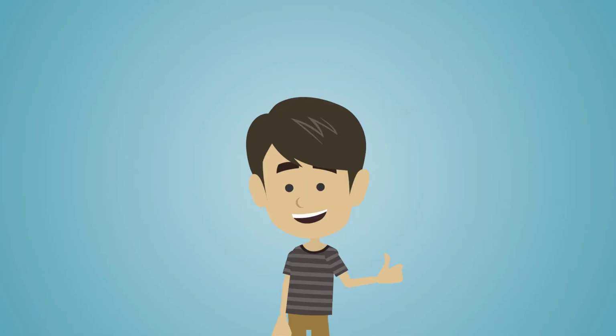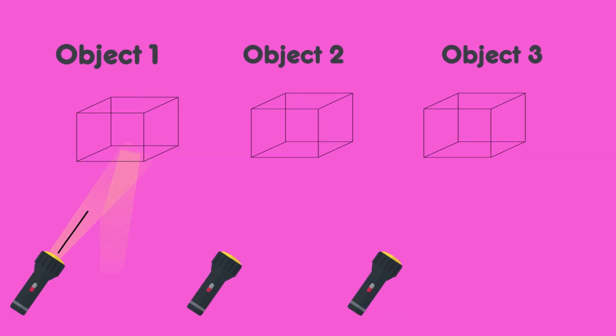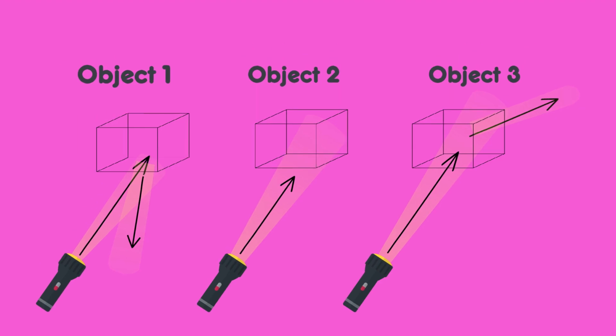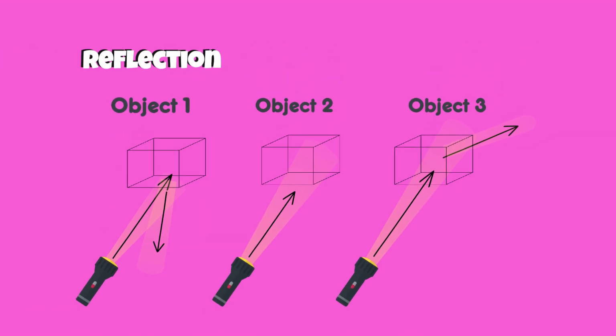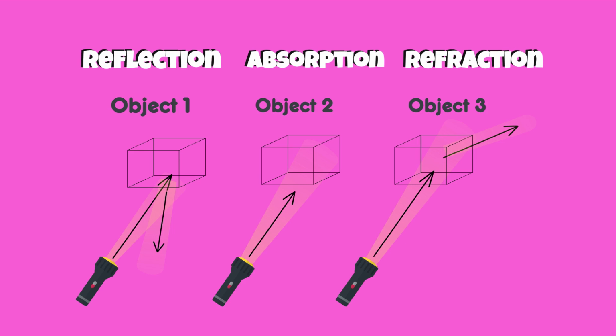So let's go ahead and dive into today's hands-on experiment. We've prepared a scenario where a student uses a flashlight to shine a beam of light on 3 different objects. This will help us understand how light can be reflected, absorbed, or refracted depending on the materials it encounters.